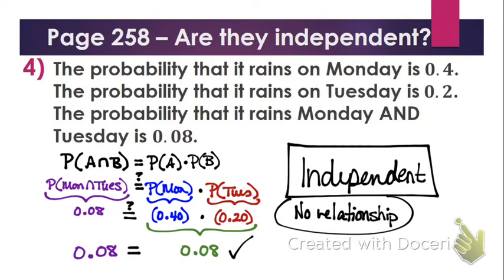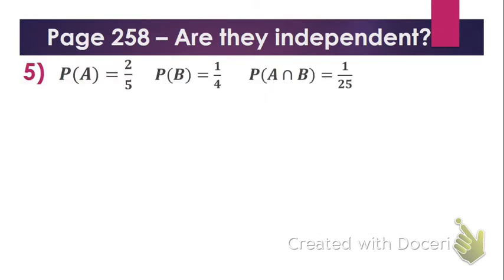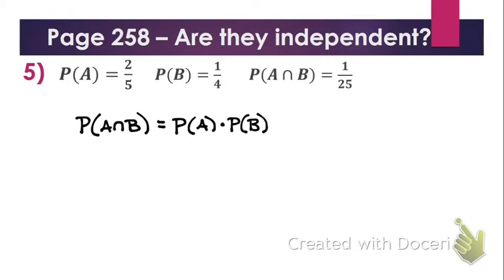Number 5. They don't give me decimals on number 5. What have they given us instead? Fractions. Well, we have that the probability of A and B is equal to the probability of A times the probability of B. Do we have a fraction for the probability of A and B? What is that fraction? 1 over 25, so I'm going to substitute that in.